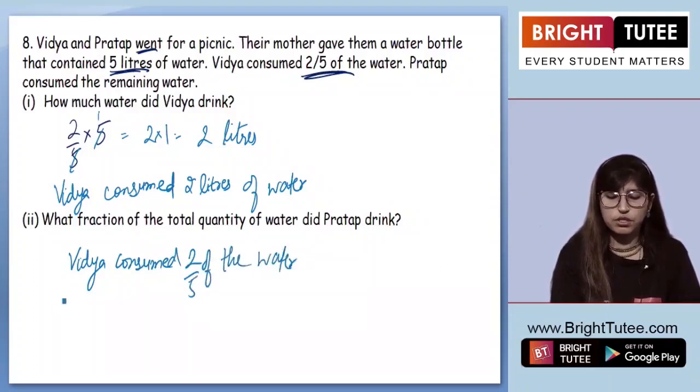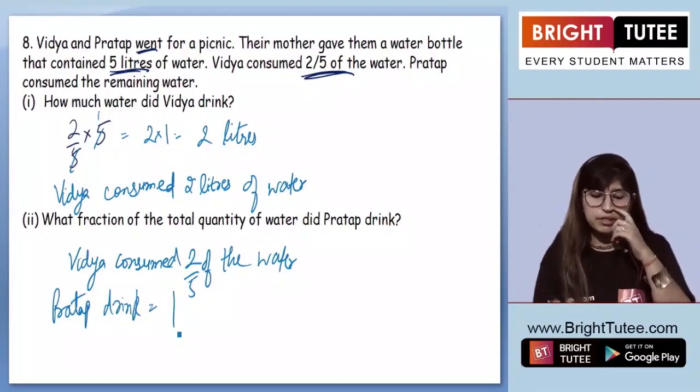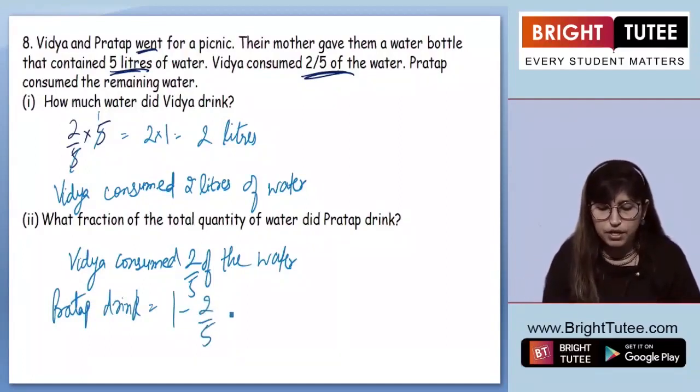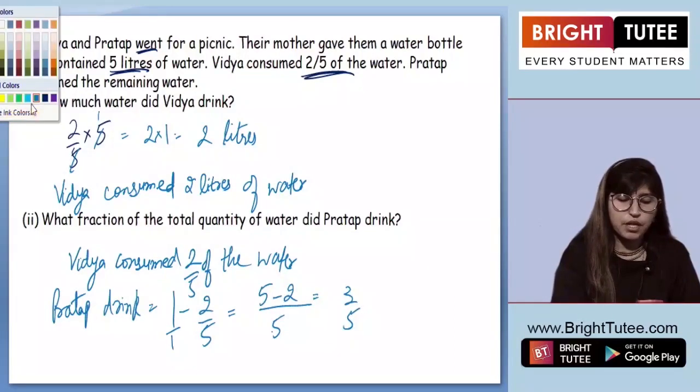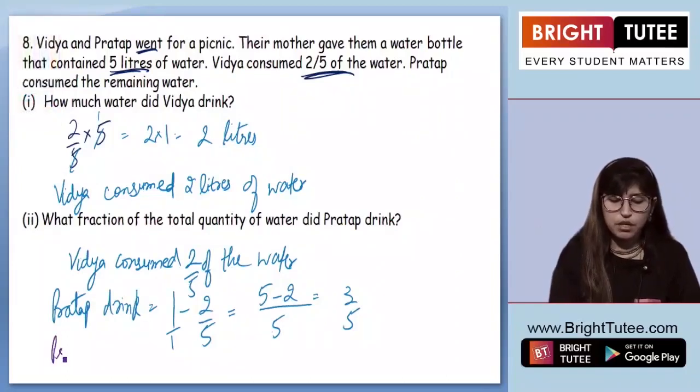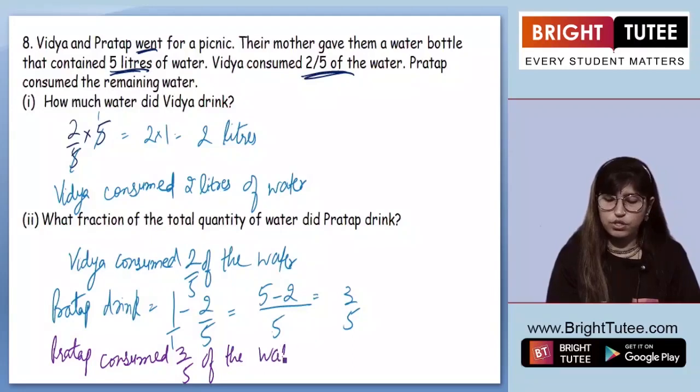So what will be the remaining water? So Pratap drank or consumed, we'll take 1 as a whole and we'll subtract 2/5 of that part. So once we subtract, we'll be taking 5 as the LCM. 5 divided by 1 is 5 times 1 is 5 minus 2. So 3 by 5. So we can say that Pratap consumed 3 by 5 of the water.